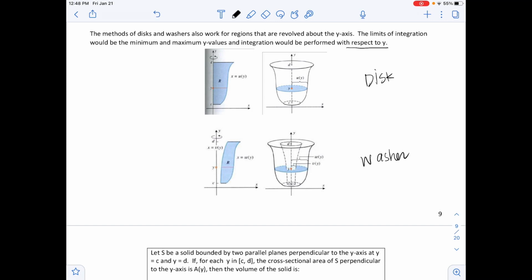So again, the same idea, but instead of rotating it around y equals -3, like this example that we just did, we would now be rotating around x equals -3. And then for a disk, we would be rotating that around the y-axis instead of around the x.